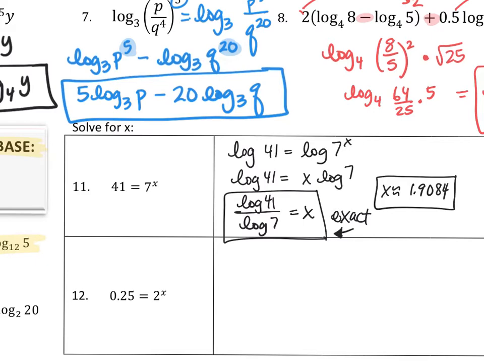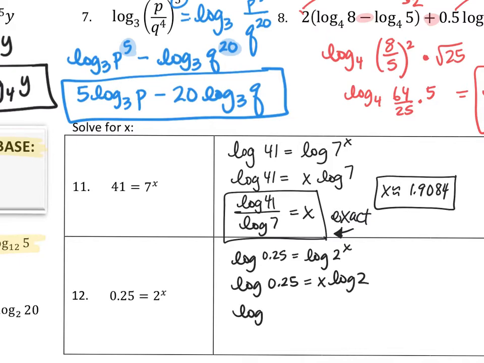All right, on this last one, you can do the same thing, do the log on both sides. So we're going to do log of 0.25 equal to log of 2 to the x power. Bring that exponent to the front. And then divide by log of 2 on both sides. And you get your answer. And actually, if you put this one in your calculator, it does come out to be a whole number, which is an integer, I should say, which is really nice.